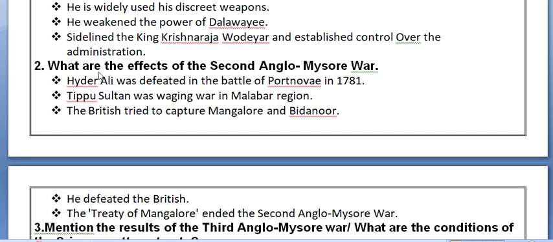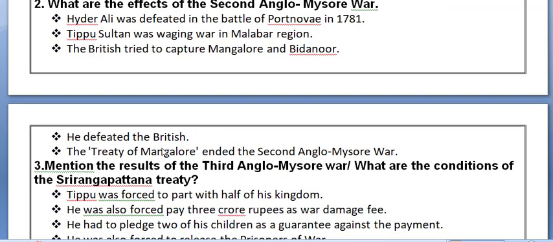And the next question, what are the effects of the Second Anglo-Maisuru War? Hyder Ali was defeated in the Battle of Portonova in 1781. Tipu Sultan was waging war in the Malabar region. The British tried to capture Mangaluru and Bidanuru. He defeated the British. The Treaty of Mangaluru ended the Second Anglo-Maisuru War.